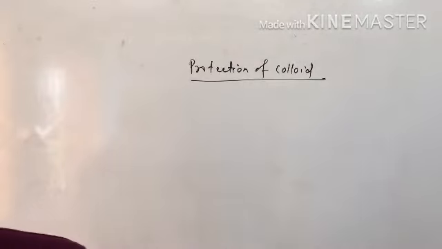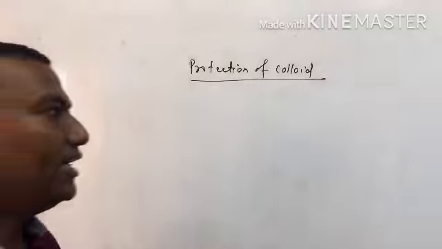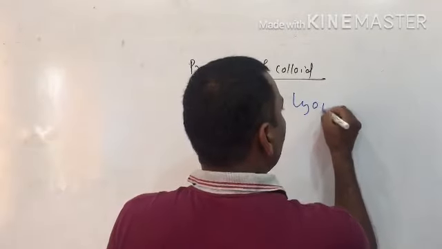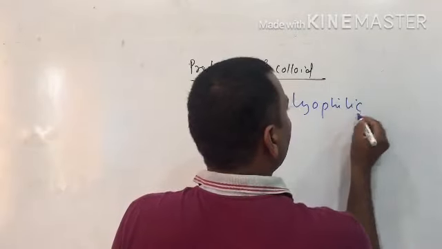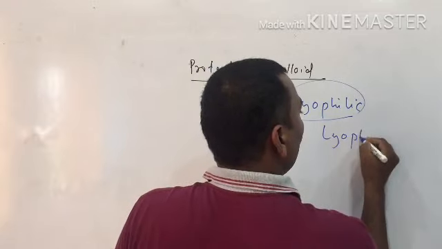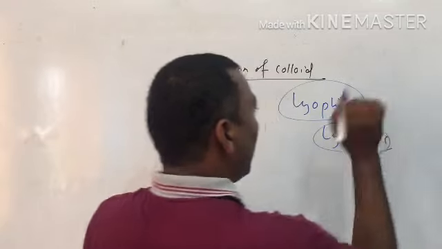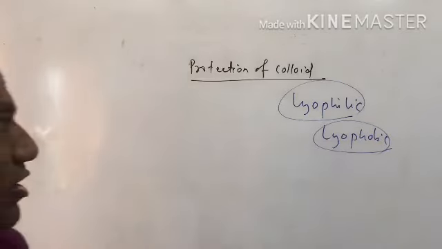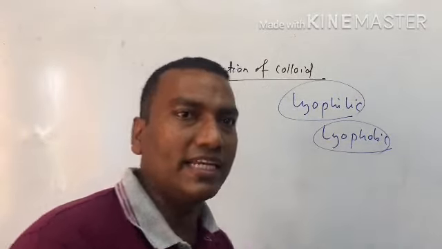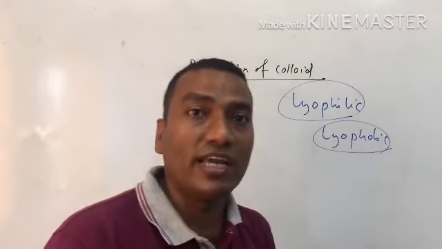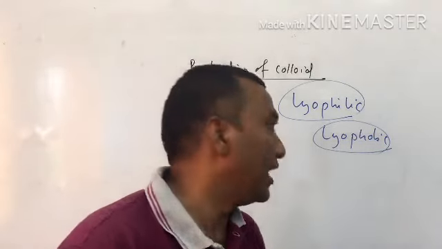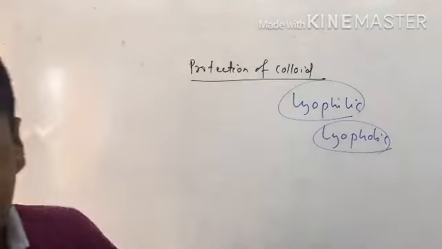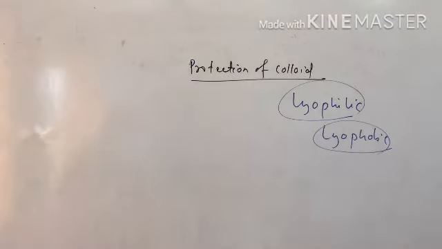Lyophilic sols are more stable than lyophobic sols, and they have a unique property: they can protect lyophobic sols. Sometimes if you add lyophilic sol to lyophobic sol, it can protect the lyophobic sol. It does not allow them to separate into two layers. Understood? So this is the meaning of protection of colloid.